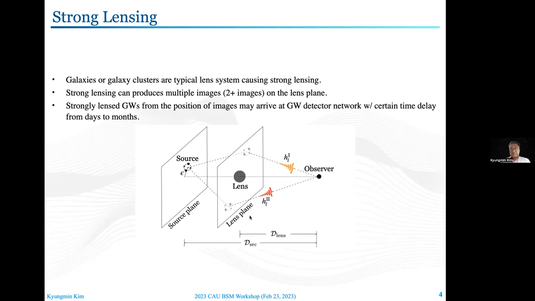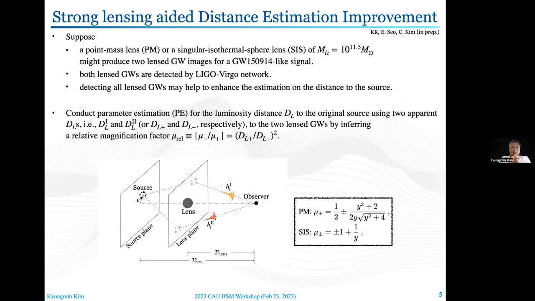So, related to strong lensing of gravitational waves, we have studied how much improvement in the distance estimation to the source could be achieved utilizing the strong lensing phenomenon. For this, we suppose for simplicity that a point mass lens or a singular isothermal sphere lens, with lens mass of 10^11.5 solar masses, might produce two lensed gravitational images for a GW150914-like signal. And then we also suppose that both lensed gravitational waves are detected by the LIGO-Virgo network.